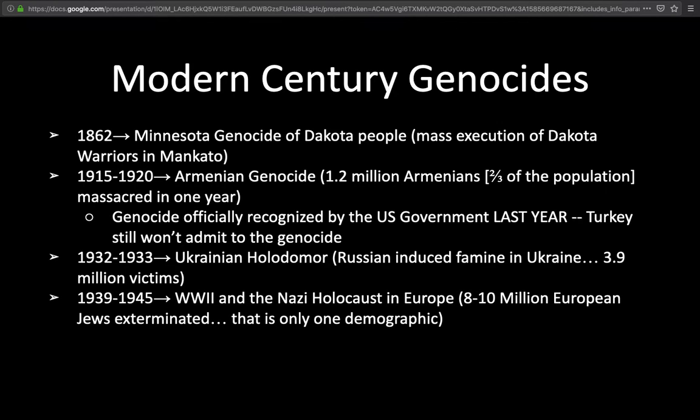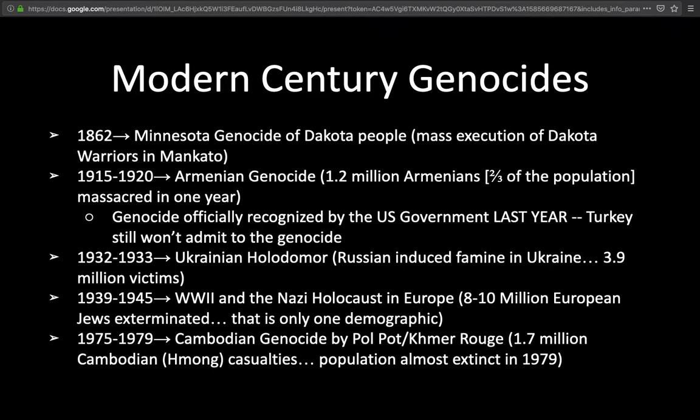The one that everyone pretty much associates with the term genocide is 1939-1945, the Nazi Holocaust in Europe. The number of European Jews exterminated is still a range because we're never going to know the exact number, but approximately 8 to 10 million European Jews were exterminated. That's about a third of the Jewish population in all of Europe. And that's just one demographic that was targeted during that time period. And that's the genocide we'll be predominantly focusing on in this unit.